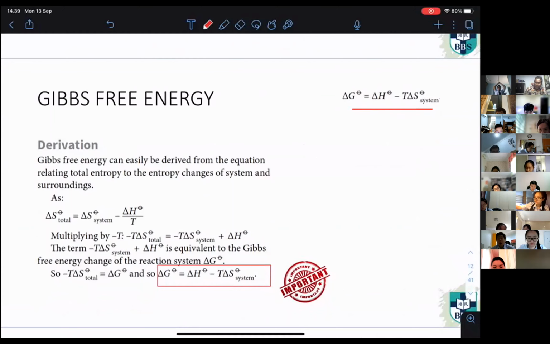Gibbs free energy is going to be delta H minus T delta S. So you must remember this. Temperature must always be in Kelvin. Please remember that. Most of the time, temperature in Kelvin starts from absolute zero, so it is always going to be positive. That is one thing that you can remember as well.